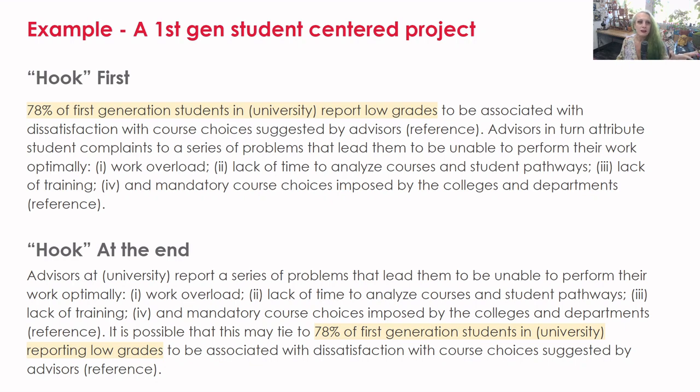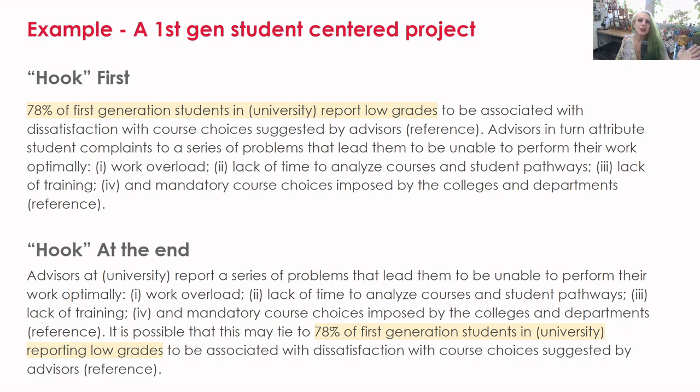So with the hook first, you bring in that information that 78% of first-generation students report low grades. And then you go about the rest of the reasoning associated with course choices, dissatisfaction with course choices, and then you elaborate even further. Advisors attribute to this and this and that, and you might get into a few other points that might be related to what you're doing in your activities. And it might be better to do it that way than the opposite way. I'll suggest pausing the screen if you want to read the whole thing.